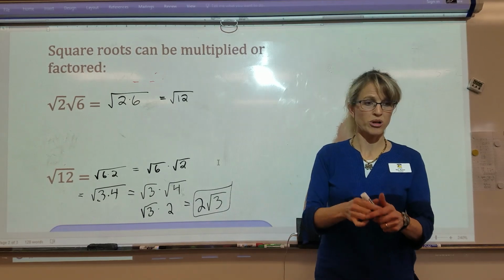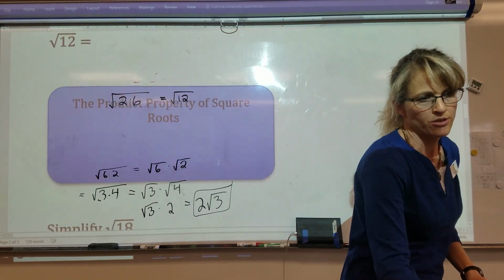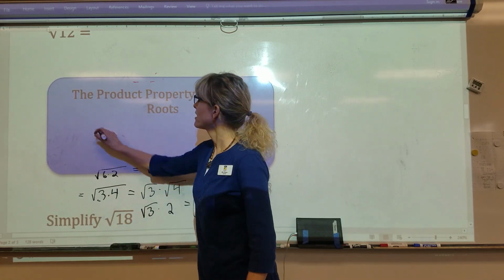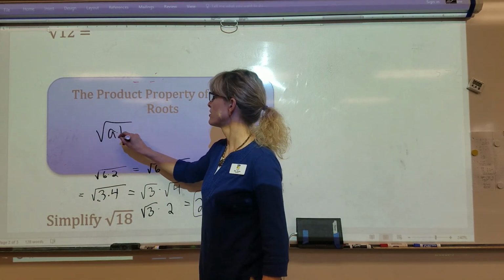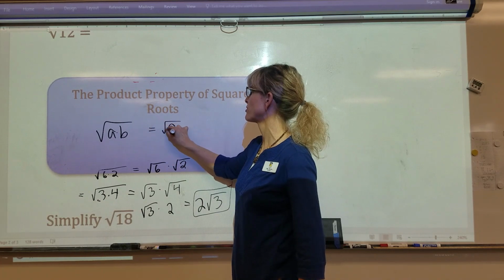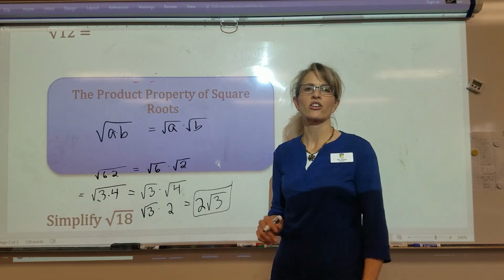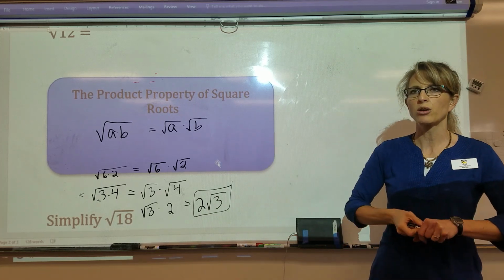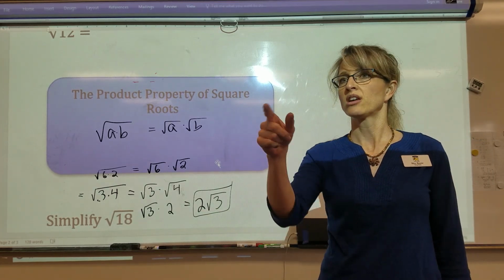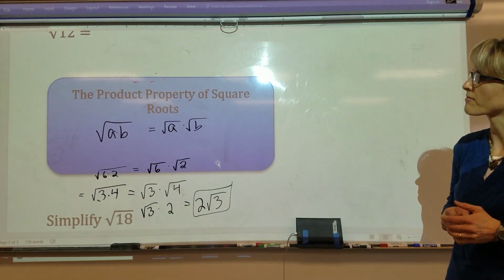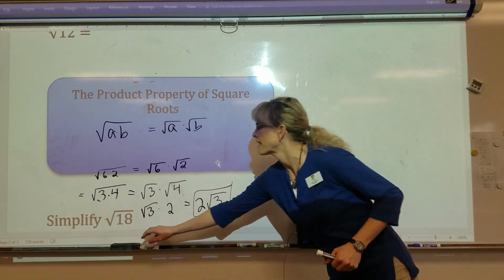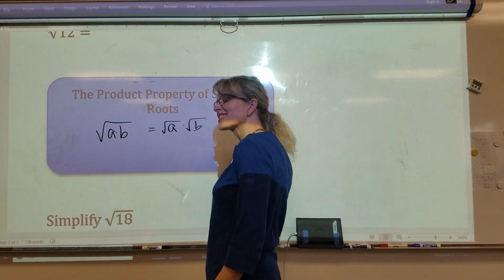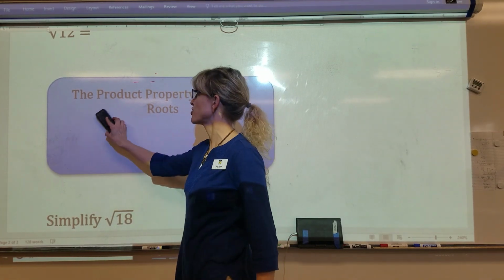So we're going to practice a whole bunch today. First, the property says the square root of 2 factors is equal to the square root of each factor multiplied. So this is the product property of square root. Square root of AB equals square root of A times root B. Jasmine? So it's basically the distributive property, but with square roots? I guess kind of. There's just no addition or subtraction.